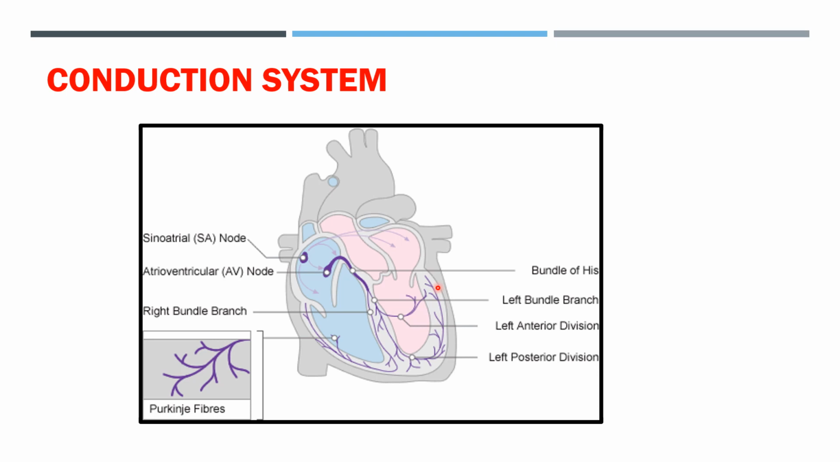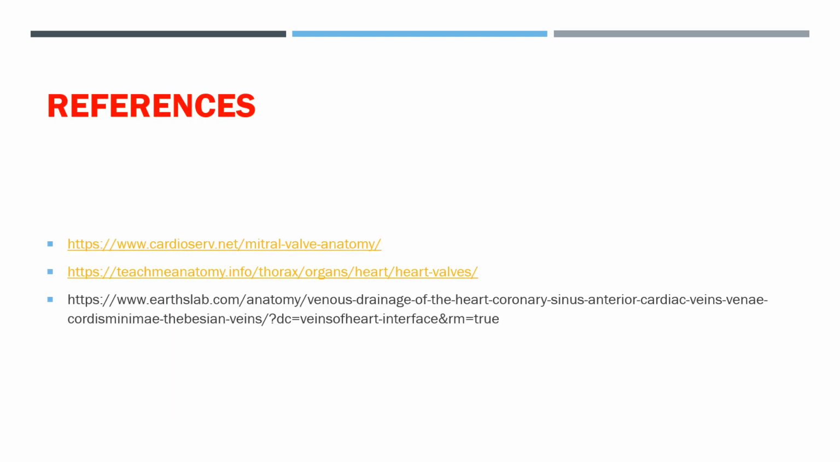So when the SA node is not producing the impulse, the AV node takes over, and when it is not working, then the lower portions will take over. When there is a blockage in the conduction system in this pathway, it can lead to heart blocks. So this is about the conduction system. Hope you are clear with the basic anatomy and physiology.